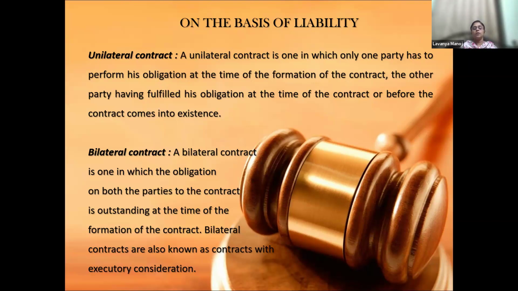Now, what is a bilateral contract? It's a contract in which the obligation on both the parties to the contract is outstanding at the time of the formation of the contract. It has to be done at the initial stage, but it is not done. Both the parties, not just one party, have not done that yet. So still the thing is pending. It means the business hasn't even started on time. That becomes a bilateral contract. Bilateral contracts are also known as contracts with executory consideration. Anyhow, those things have to happen as soon as possible so that the following business activities can go on. So unilateral, either one of the parties has performed the action, or bilateral, both the parties haven't done anything in the initial stage itself.